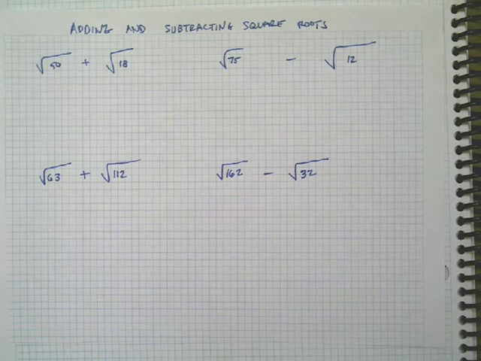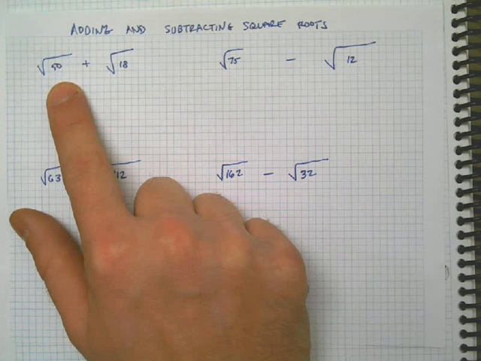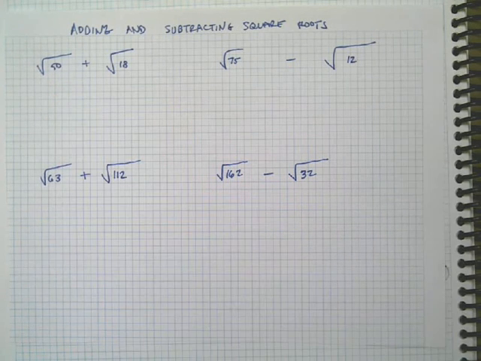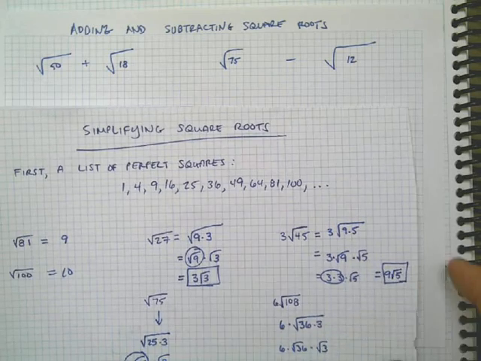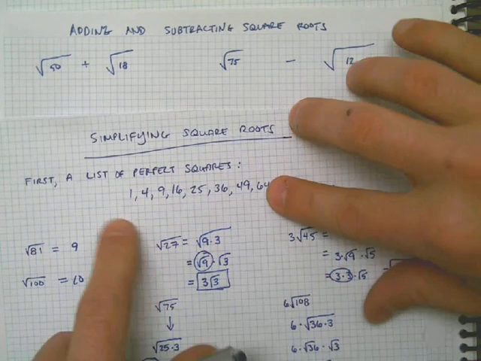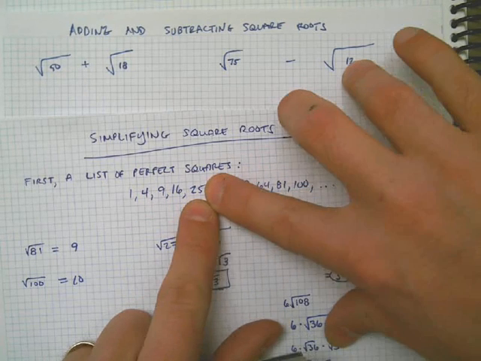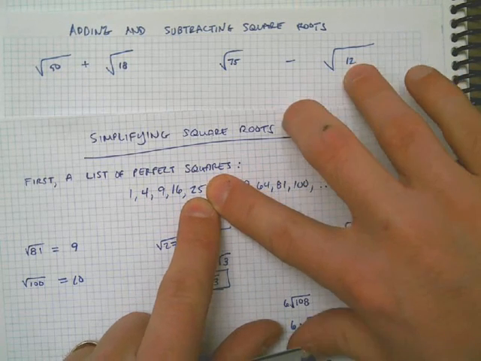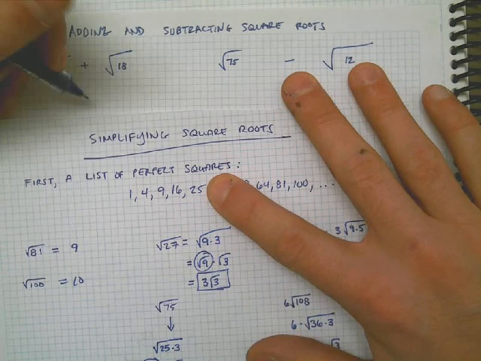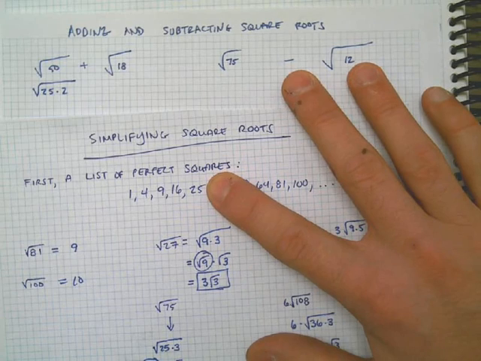The square root of 50, I need to be able to simplify first. So I go back to my list of perfect squares from my first video. I'm going to look for the biggest perfect square that goes into 50, and that, in this case, would be 25. So instead of the 50, I'm going to say that's 25 times 2.